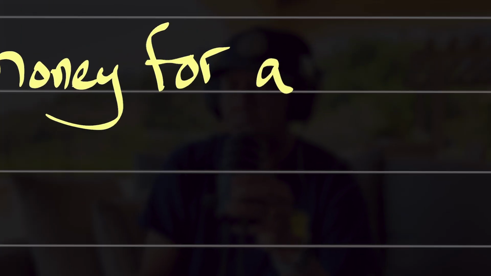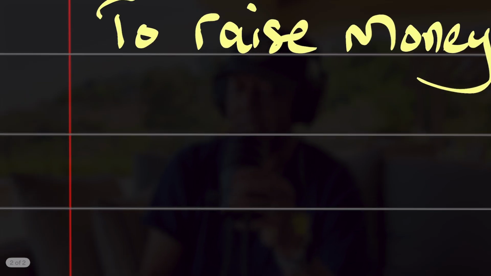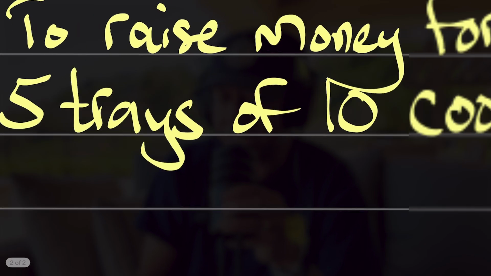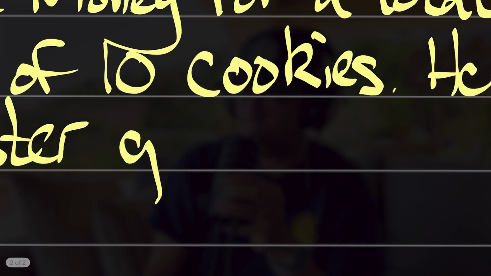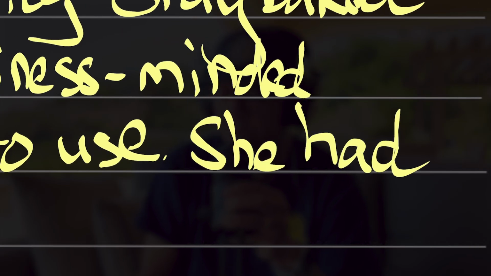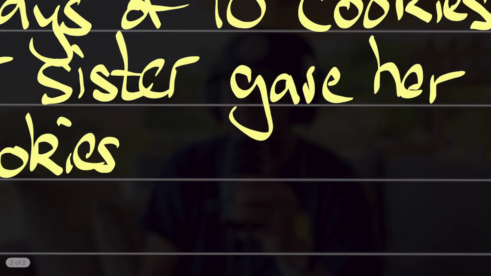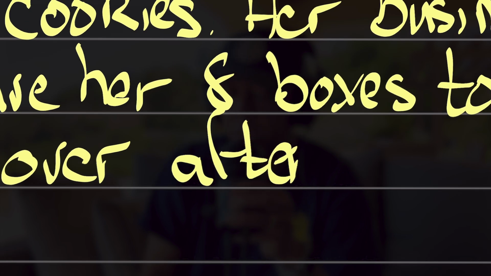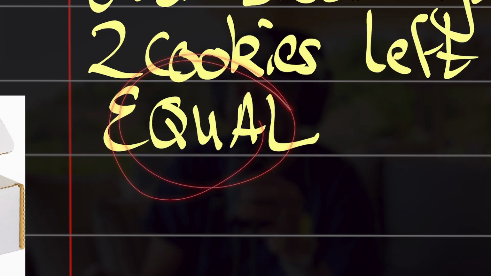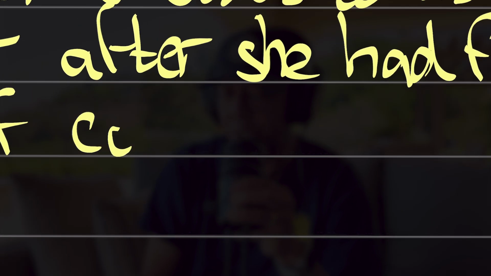The next problem is Gray's Gifts. To raise money for a local charity, this young girl bakes 5 trays of 10 cookies. So her business-minded older sister, who she gets along with so well, gave her 8 boxes to use for the cookies. When she did so, she had 2 cookies left over after she had fit all the cookies in equal numbers into the boxes.